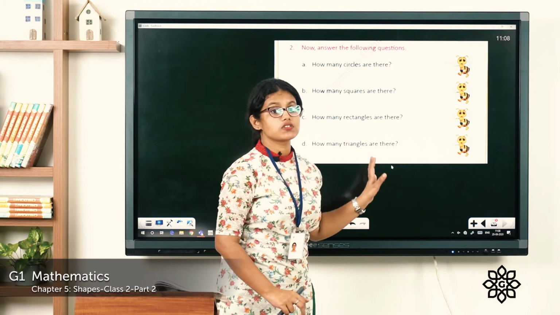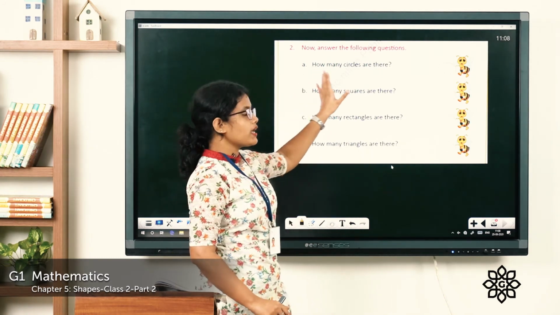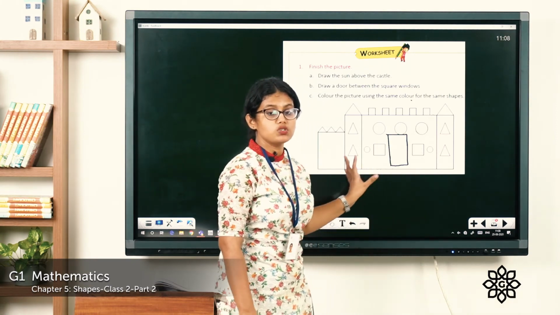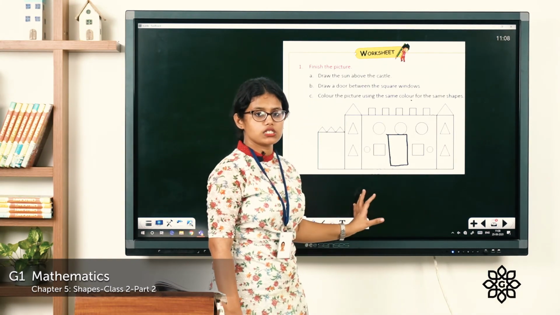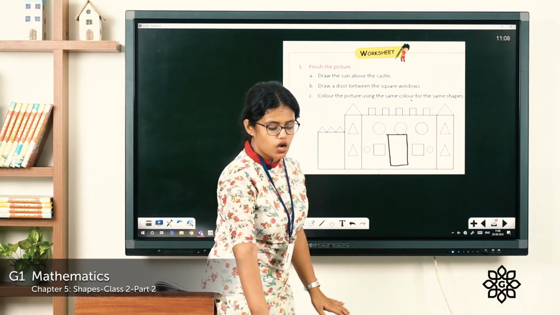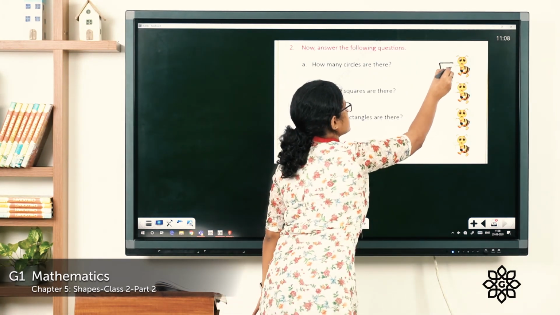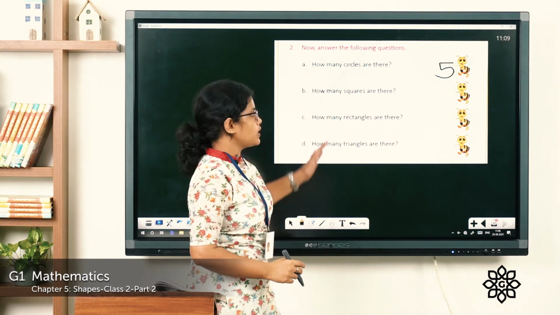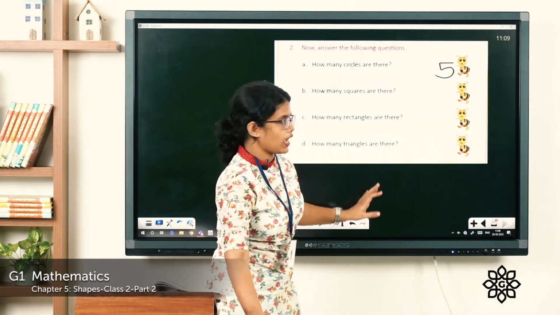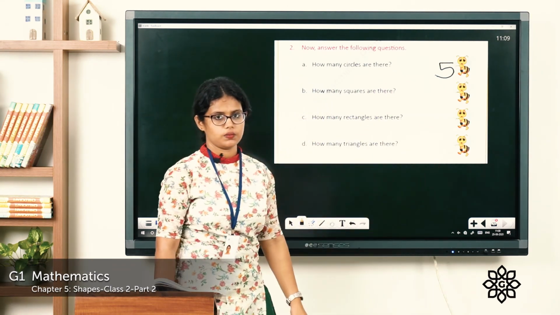Then below that, you have some questions. How many circles are there? From this picture, you have to count the number of circles. How many circles are there? 1, 2, 3, 4, 5. So how many circles are there? 5 circles. Likewise, you have to count these shapes from this castle and write it down here.